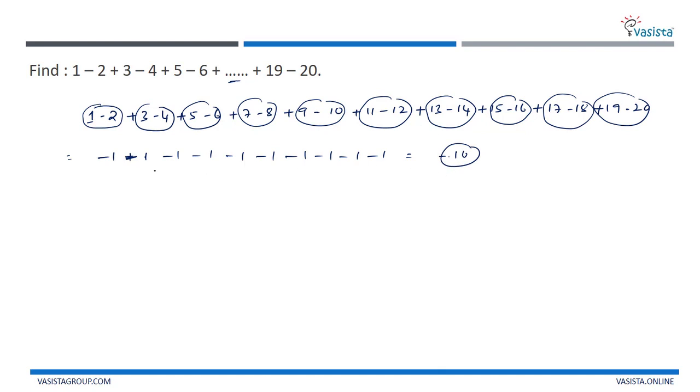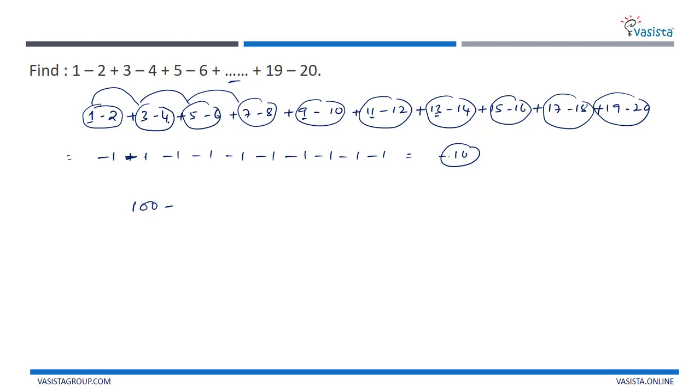This is one way you can do it, or otherwise you can start adding the positive numbers. 1 plus 3 is 4, 4 plus 5 is 9, 9 plus 7 is 16, 16 plus 9 is 25, 25 plus 11 is 36, 36 plus 13 is 49, 49 plus 15 is 64, 64 plus 17 is 81, 81 plus 19 is 100. This is plus 100.